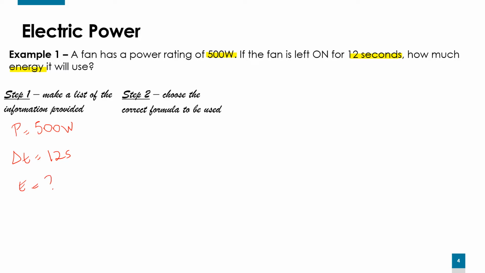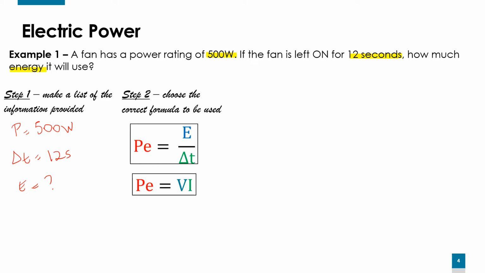Step 2. Choose the correct formula to be used. As we just saw, we have two formulas: power equals energy over time, and power equals voltage times current. Which one should we use in this case? The first one, right? So this one. Step 3, replacing in the formula. So I'm going to write down the formula: power equals E over time.